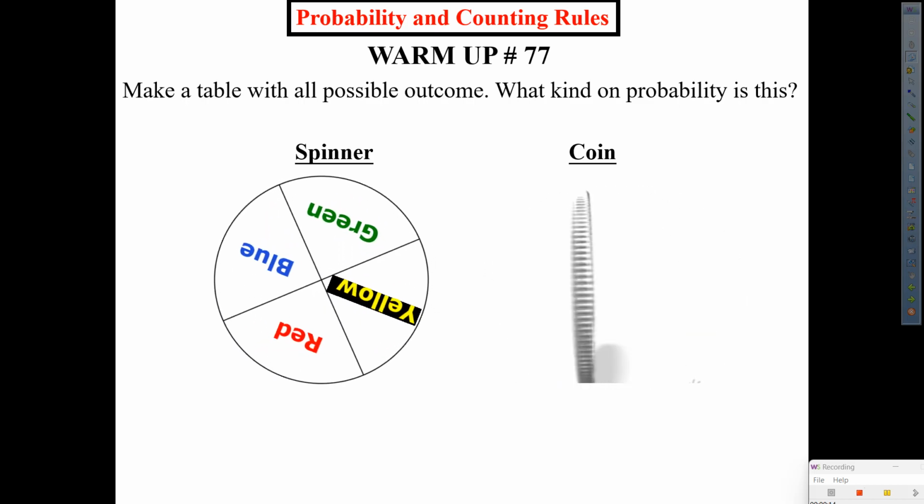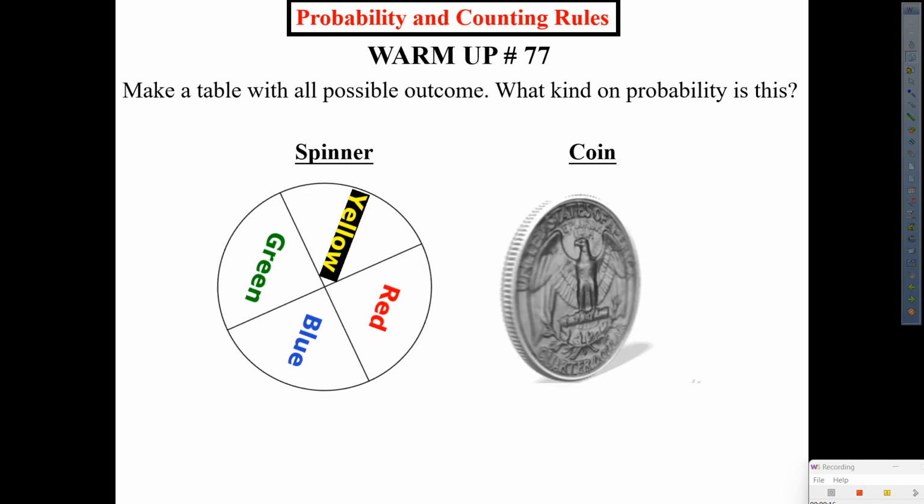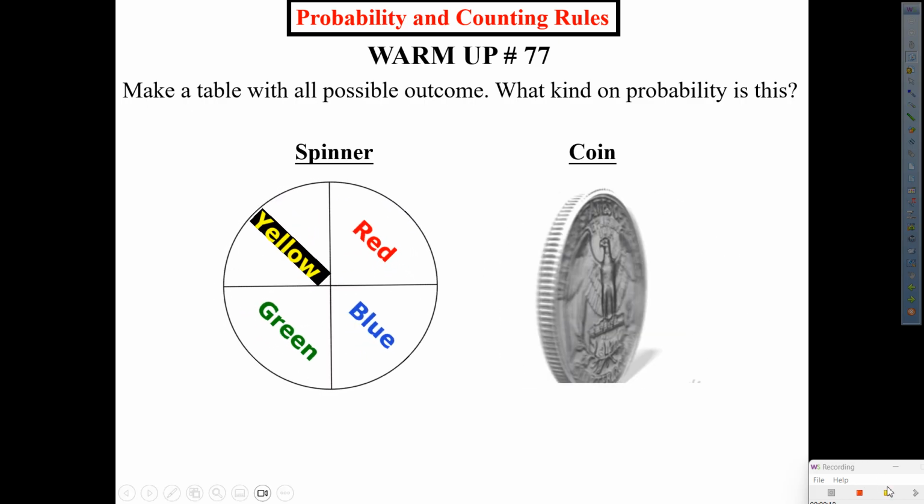All right, so warm-up 77 is on the screen. Shouldn't take you more than 5 minutes. Let's get started, please. Copy and go.